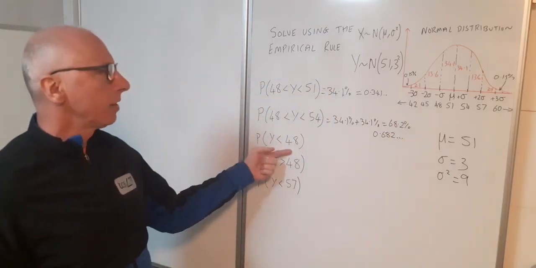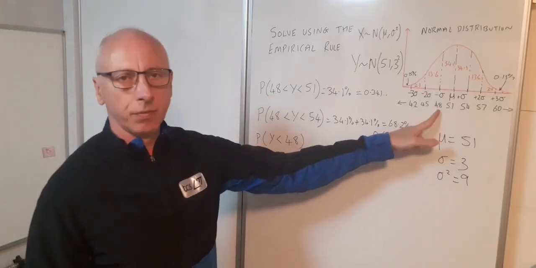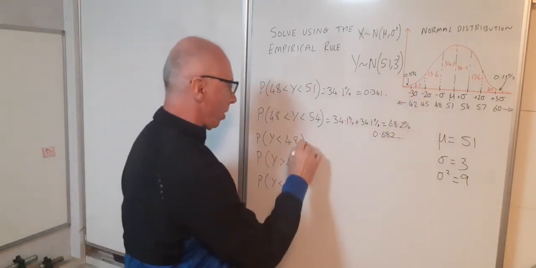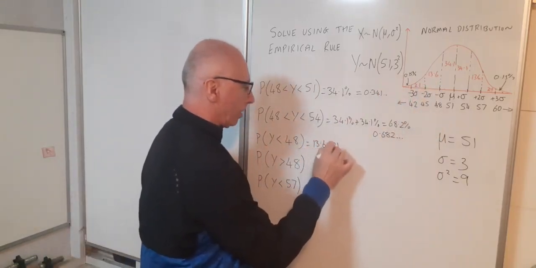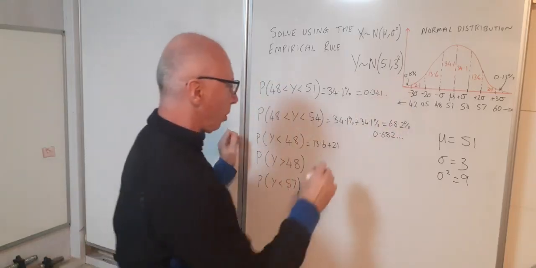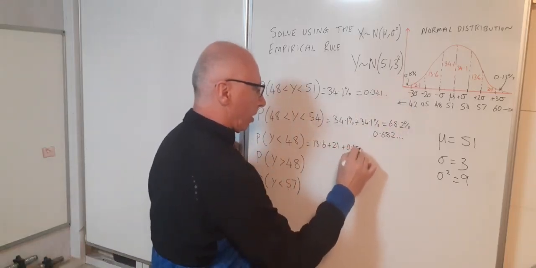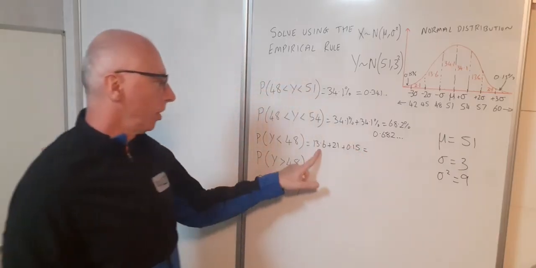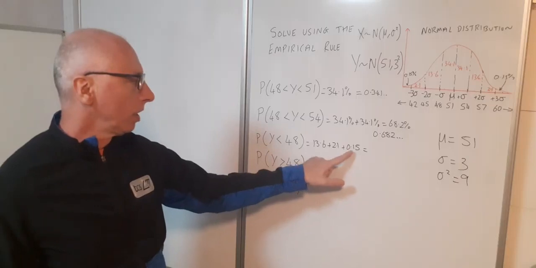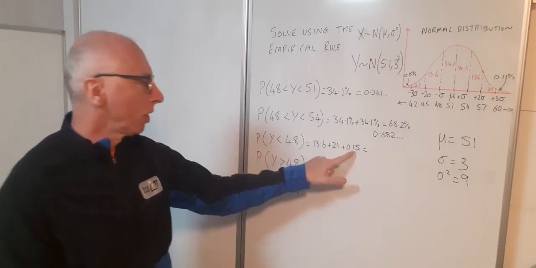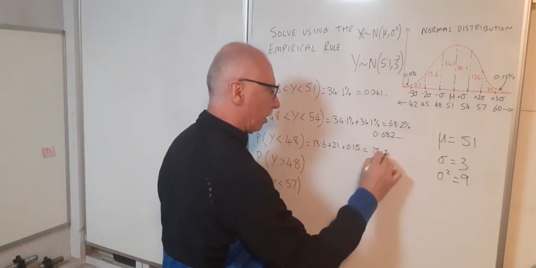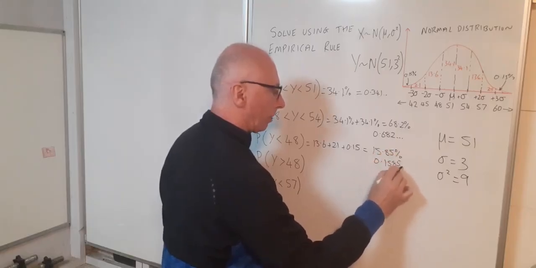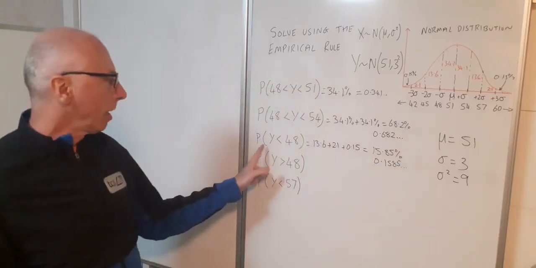Now for Y to be less than 48, we want this side. So we've got a 13.6, a 2.1, and we've got this little margin of 0.15. If we add all of those up, let's write that a little clearer: 13.6, 2.1 which is 15.7, and 0.15, that's 15.85%. So that would be approximately 0.1585 and so on. That would be our probability for that one.